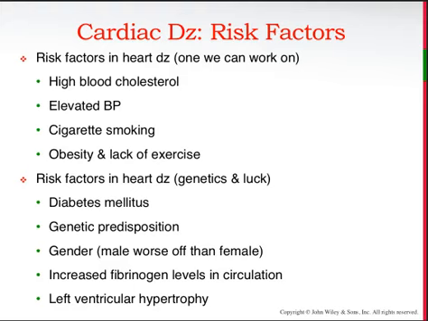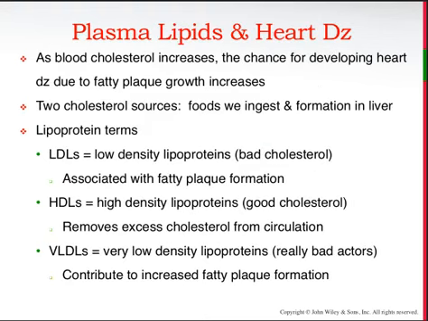We can see increased fibrinogen levels in circulation. That will give us an increased risk, just because when that fibrinogen, remember, is converted into fibrin, then we're going to see microclots. Left ventricular hypertrophy, being an increased muscle size, can give us risks for cardiac disease, and there's nothing any of us are going to do about those.